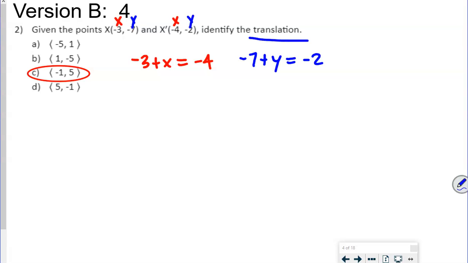And it did tell us that it was a translation. Plus it's a vector, so we know that as well. So we're going to add 3 to both sides. That means x equals negative 1, right? And then over here we're going to add 7 to both sides. So y equals 5. And notice that that's our vector. Negative 1, 5.